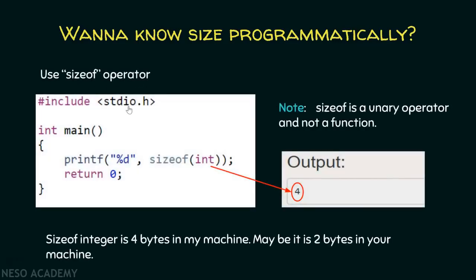sizeof is a unary operator that helps us in determining the size of any data type that we provide to it. As you can see here on my computer, the size of integer is equal to 4 bytes, as the output is 4. I provided the output with the help of this printf function. Note, sizeof is a unary operator and not a function. You might think of it as a function, but it is not a function.